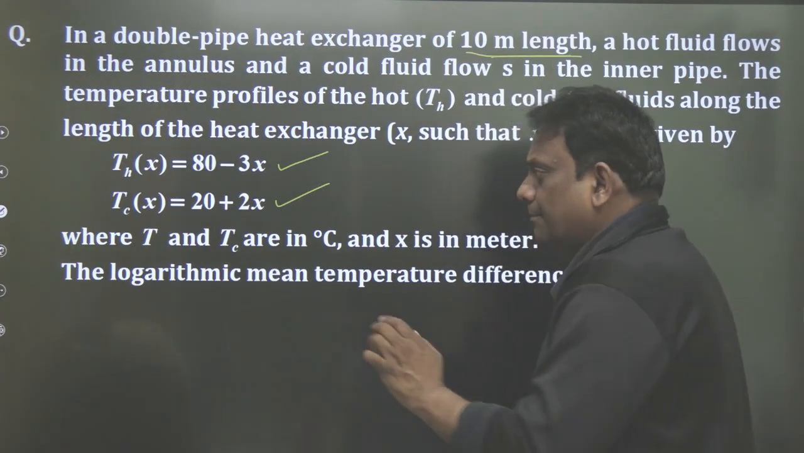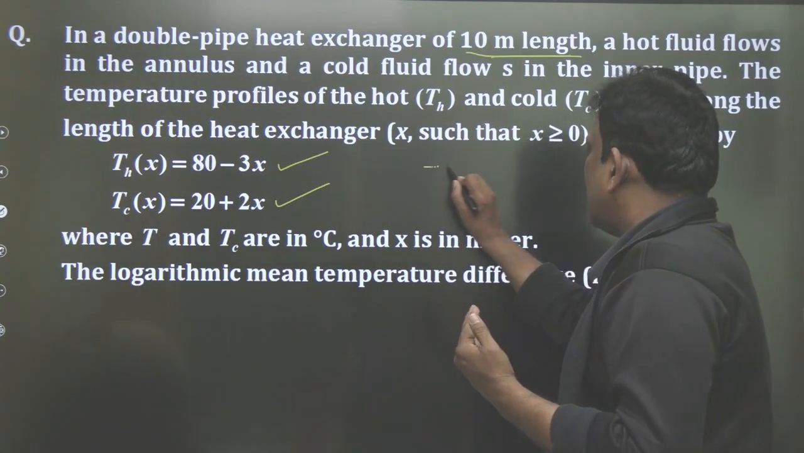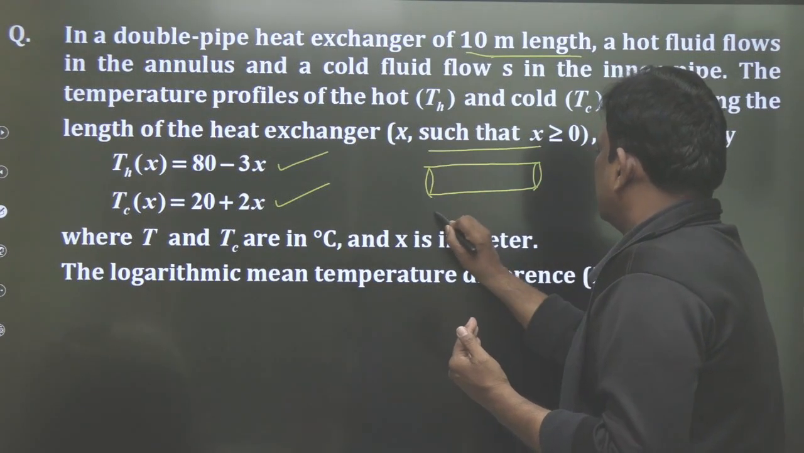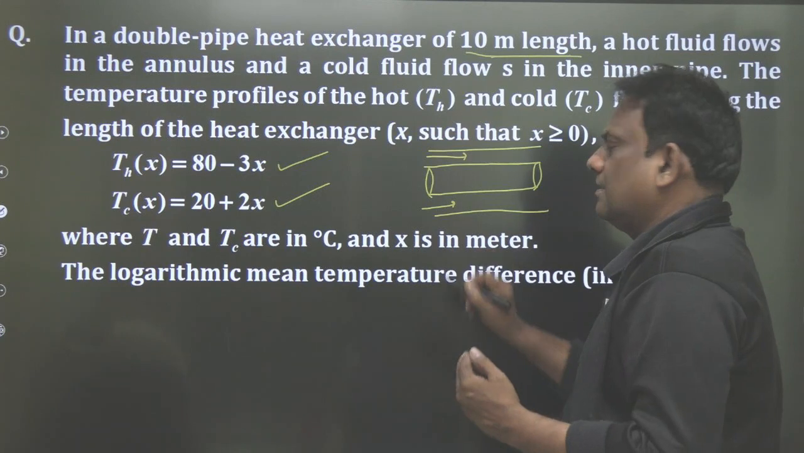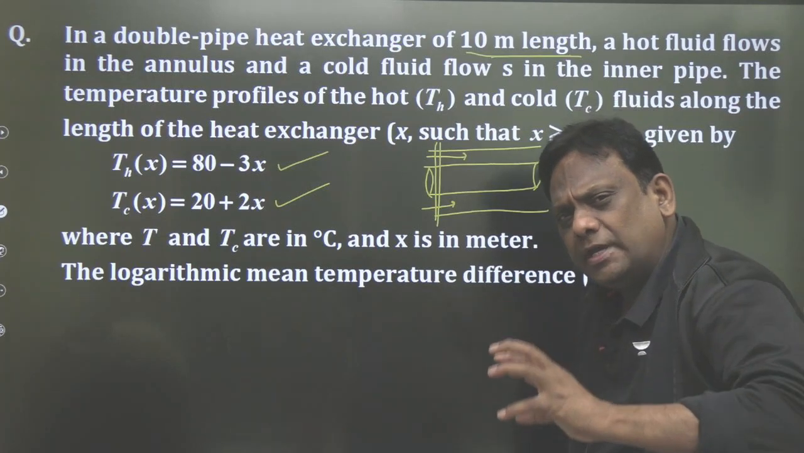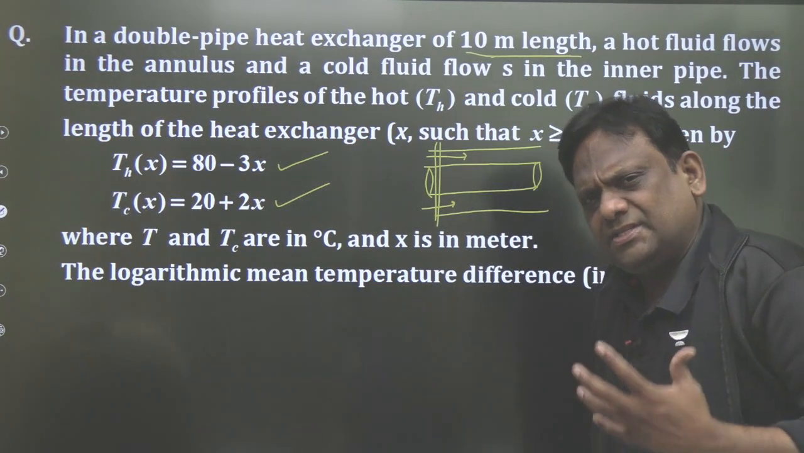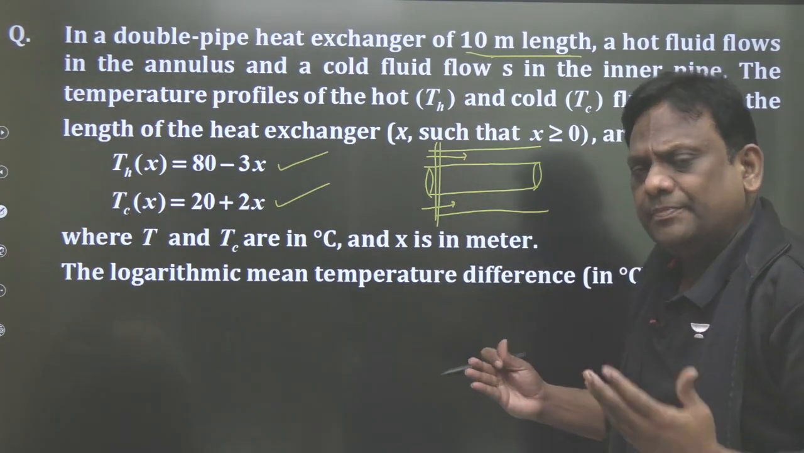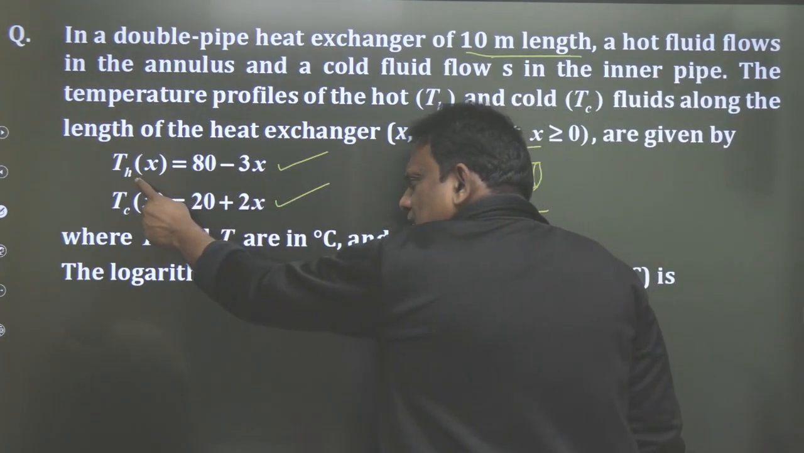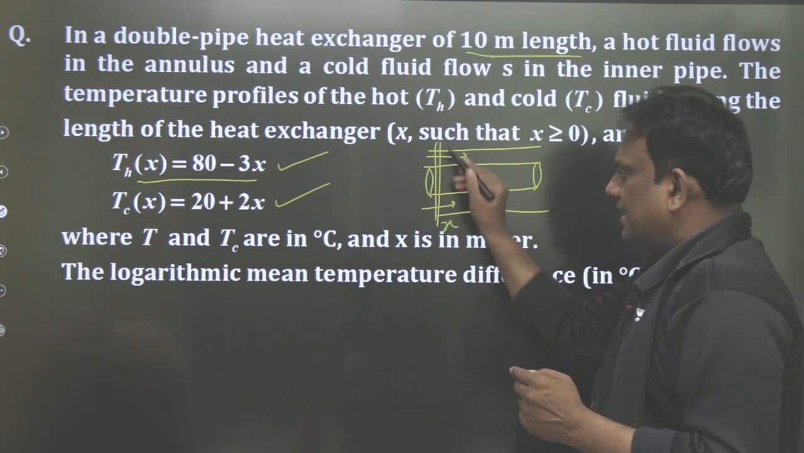Please note that in the variation of temperature with the length, X stands for length. So if this is our heat exchanger, this is your pipe and this is the annulus, and both fluids are flowing like this. Look carefully. Now, at the inlet section, just by looking at this question, you may get confused. So far, we have solved logarithmic mean temperatures. Just inlet temperatures and outlet temperatures were given, and we calculated LMTD. But here, the variation of temperature of hot fluid is given with X. What does X stand for? X is measured from the inlet end.